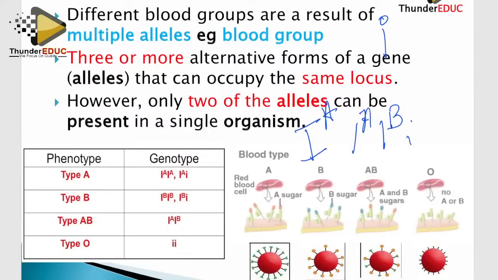So, how many alleles? 3. How many genes? 1. How many genotypes? There are 6 of them. And how many phenotypes? There are 4 of them. Is it clear?